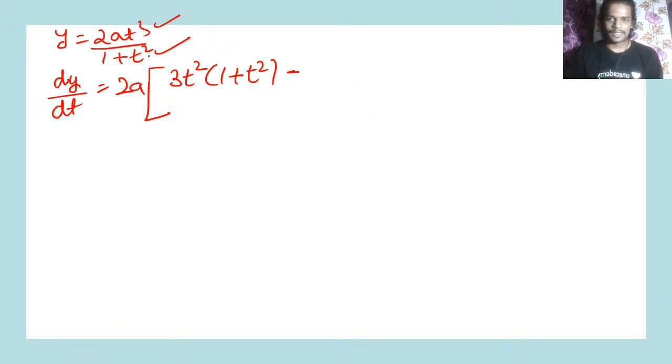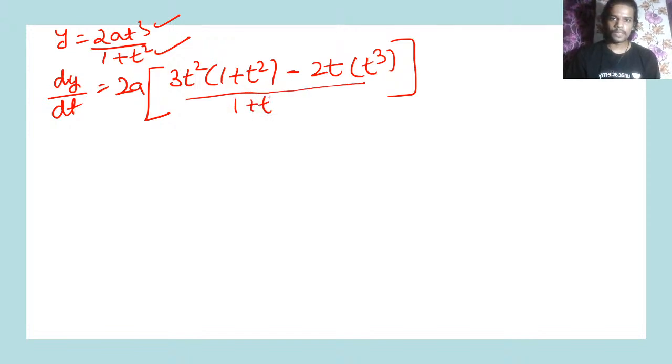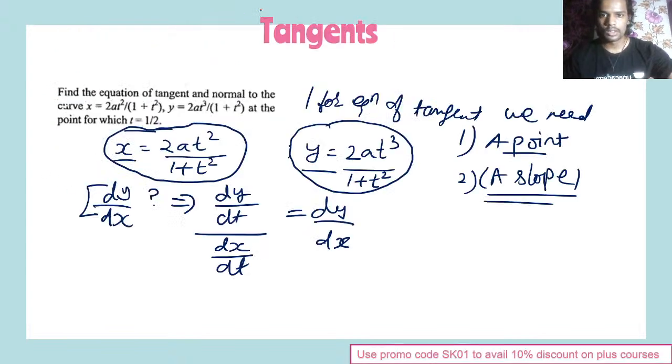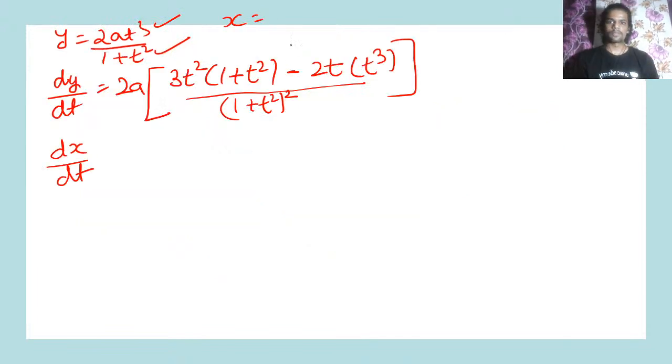So 1 plus t square differentiation is 2t, and what is numerator? t cube upon 1 plus t square whole square. What is dx by dt? What is x? x is equal to 2a t square upon 1 plus t square.